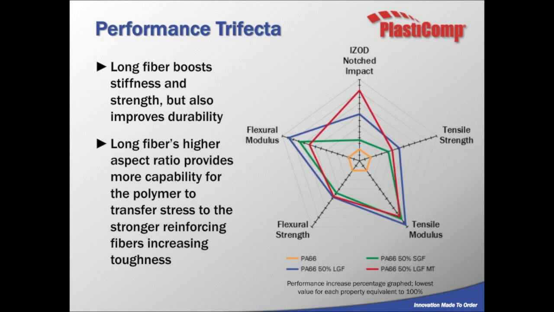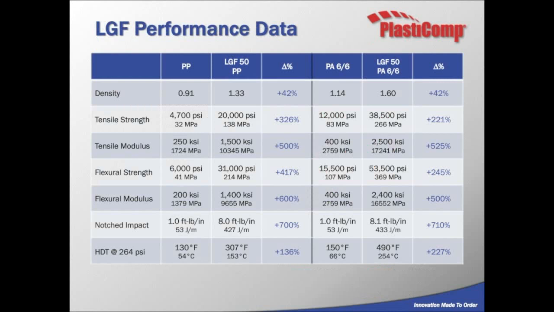And here are some values both for polypropylene long glass as well as nylon 6,6. And you can see some of the increases in percentage that you get for the different mechanical properties. And if we go over to the right and look at nylon 6,6, you can see huge increases in tensile strength, tensile modulus, flex strength, and flex modulus, as well as impact properties and heat deflection temperature, or heat resistance.